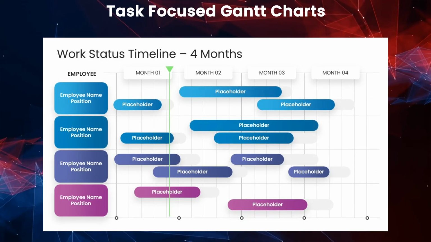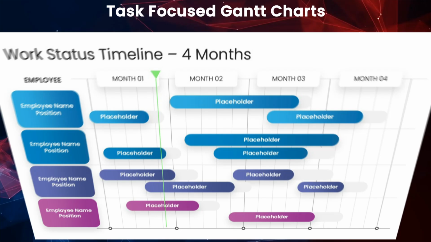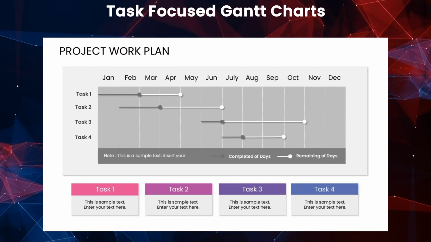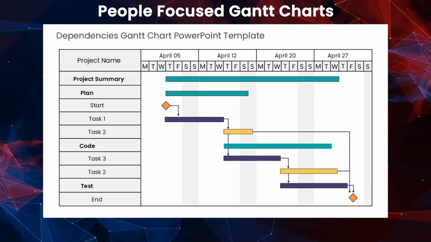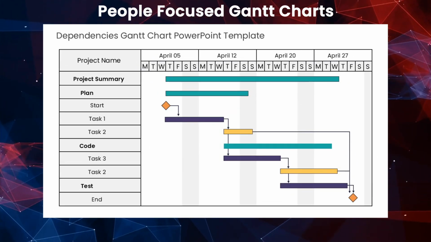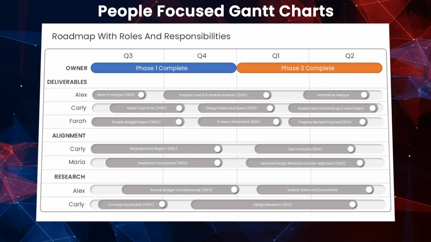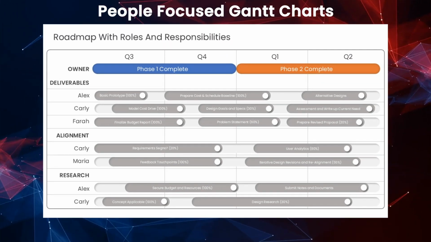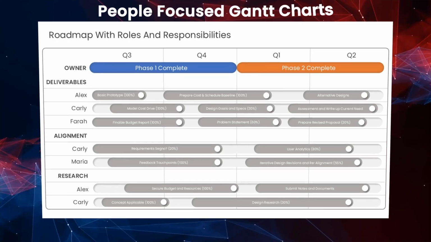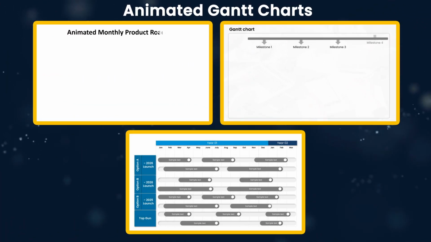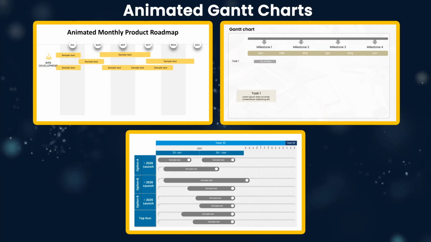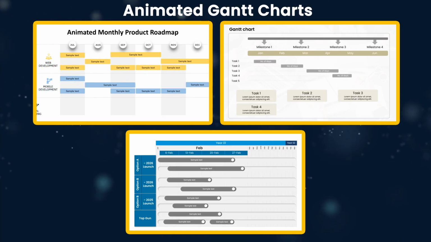Task-focused Gantt charts help you stay organized, prioritize tasks, and maintain clear timelines, ensuring efficient project completion and a seamless workflow. People-focused Gantt charts cover resource and role allocation, tracking dependencies, team management, and workload distribution. These Gantt charts help you effectively manage human resources. And finally, the bonus. We have a huge range of interactive animated Gantt charts, perfect for adding a professional touch.